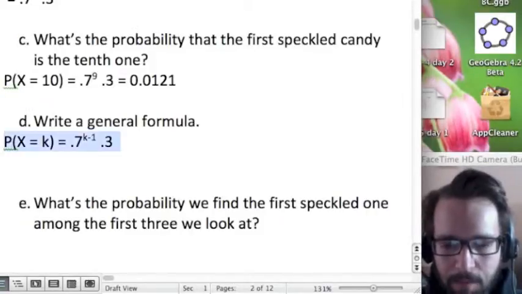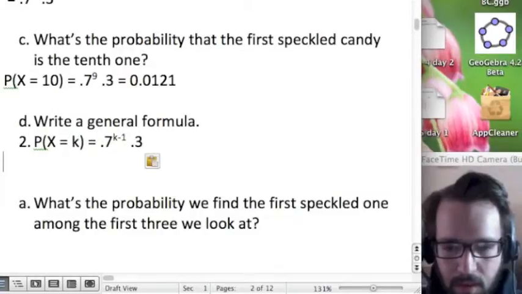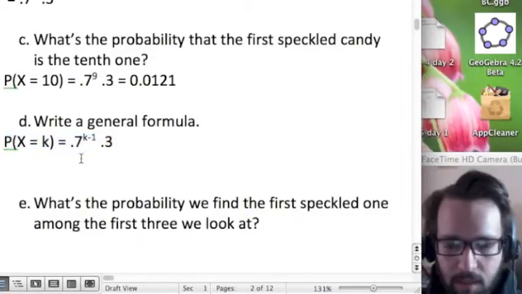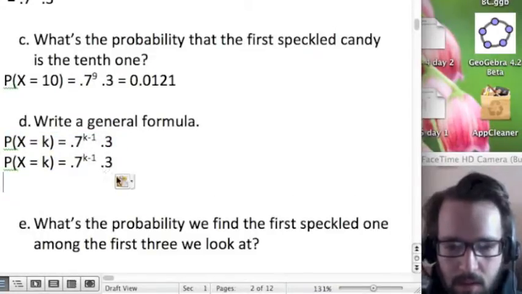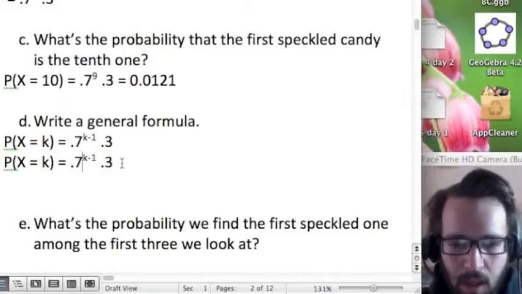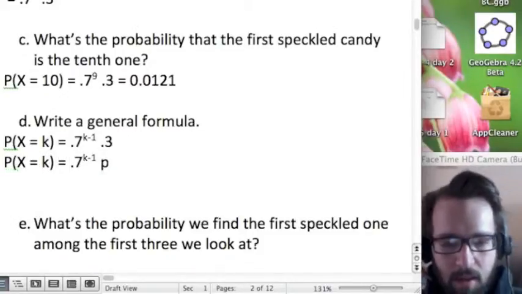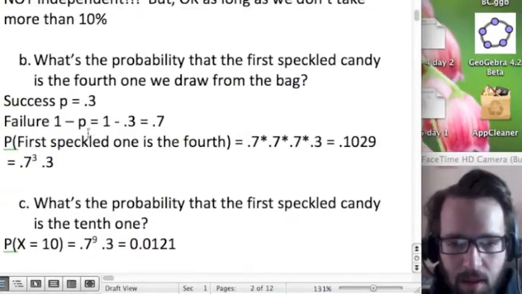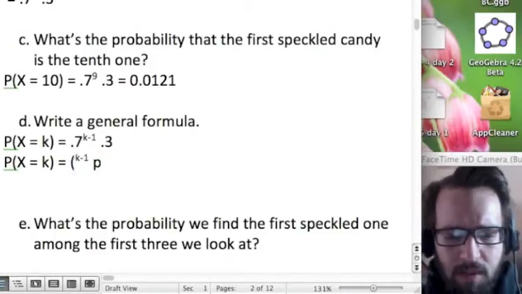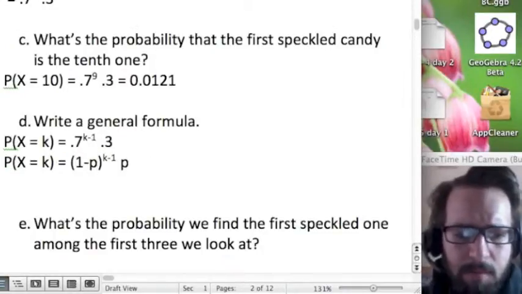We can also think about this another way. The probability, well, 0.3 was my value for p, and failure, that 0.7, was 1 minus p. So I can also generalize this a little bit more. I can put both of those values in there as well. So 0.7 is 1 minus p.